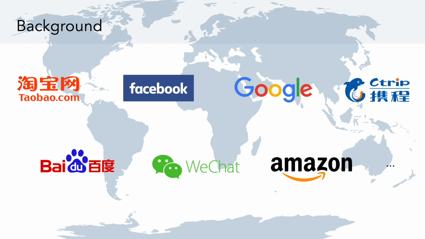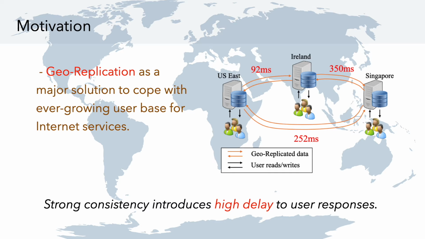To offer fast responses for users worldwide, many internet services replicate data across multiple geographically dispersed data centers. Geo-replication is a major solution to cope with the ever-growing user base for internet services. However, geo-replicated services face an expensive wide-area communication problem, since concurrent user requests across sites must be coordinated to preclude incorrect behaviors. Strong consistency introduces high delay to user responses.